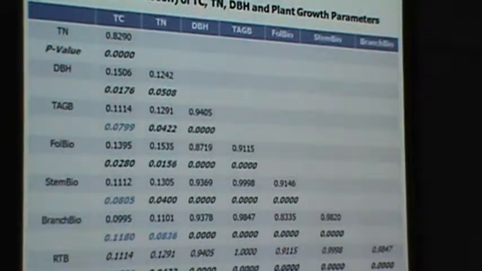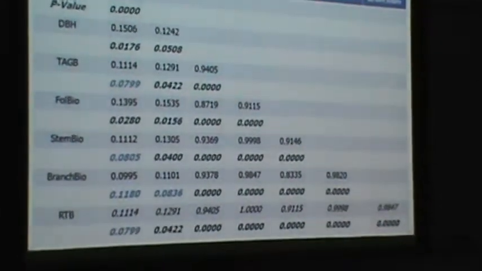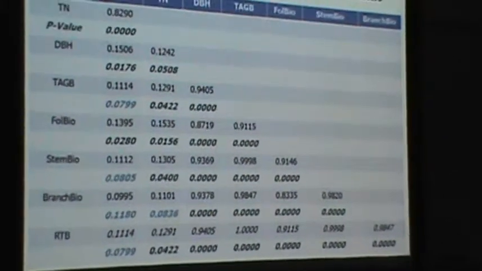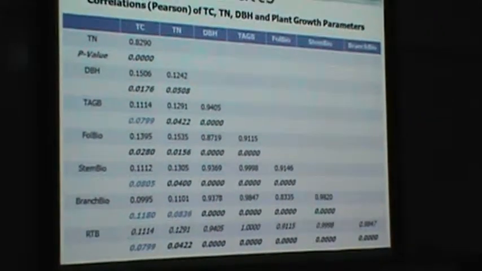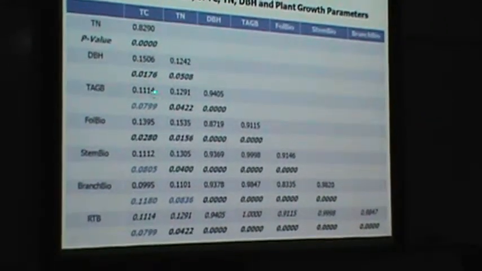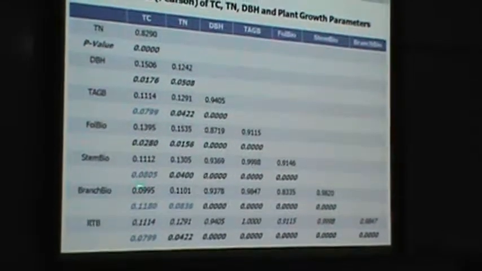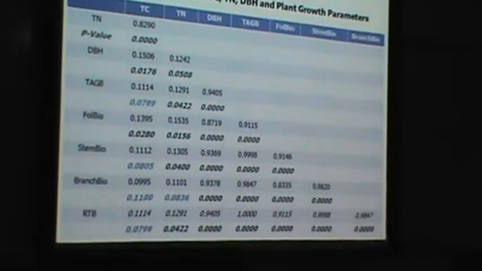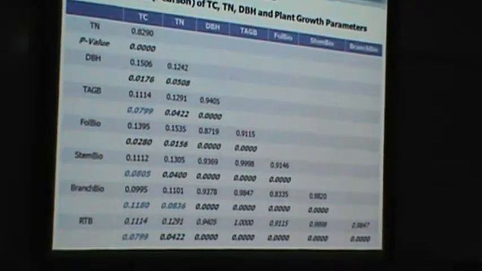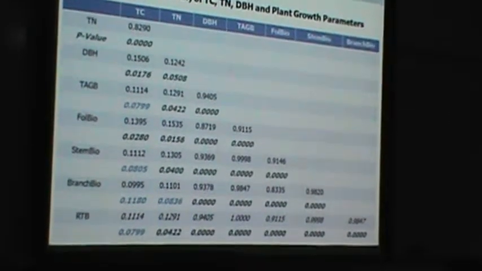This is a correlation of total carbon, total nitrogen, diameter at breast height, and plant growth parameters. You see that total carbon was significantly correlated with only DBH and foliage biomass, but not with the other plant growth parameters. Total nitrogen, on the other hand, was significantly correlated with DBH and the other plant growth parameters, but not branch biomass.